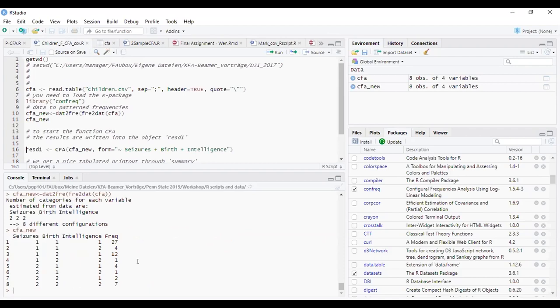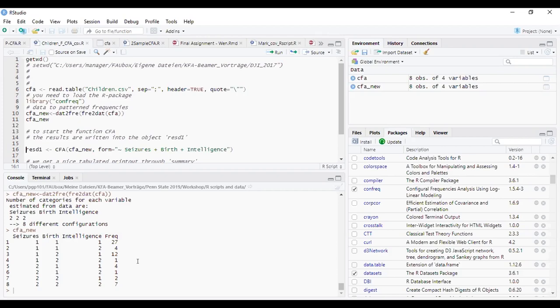You write everything in the object results, data one, form, and here comes an equation. Those who are familiar with R can use it also in the general linear modeling approach. If you use a multiple regression, it's the tilde sign, and then you punch in the three variables, the seizures plus birth weight plus intelligence, and then you actually run a first order CFA where the expected frequencies are calculated based on the assumption of independence, and they are compared with the observed frequencies.